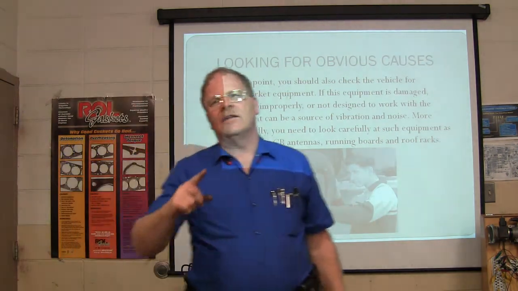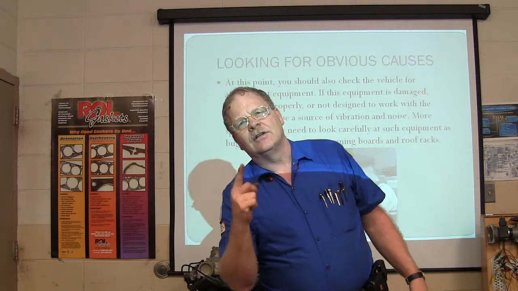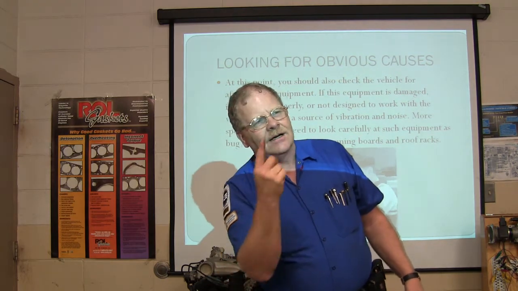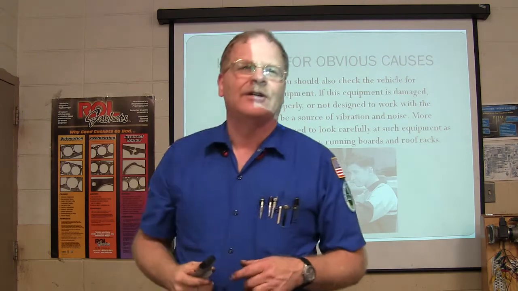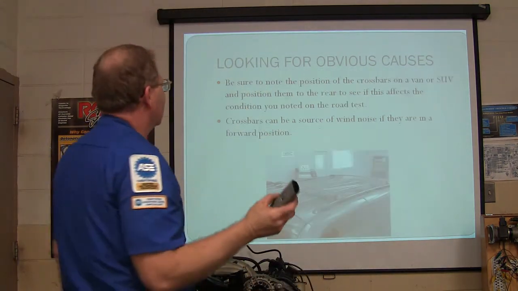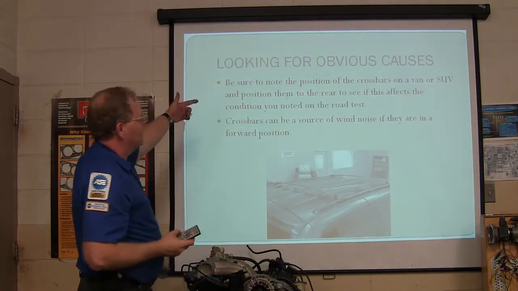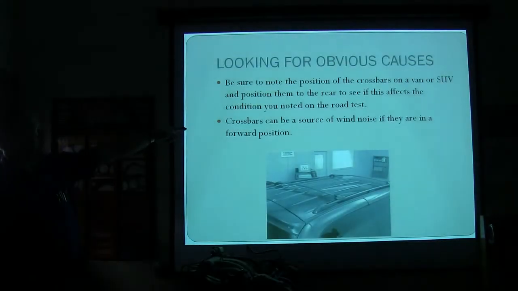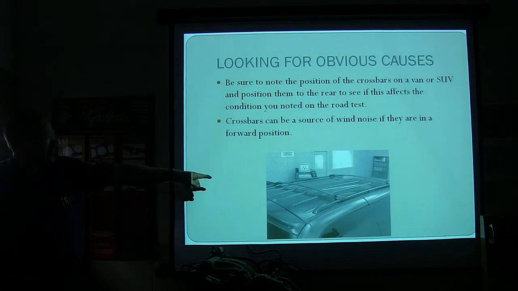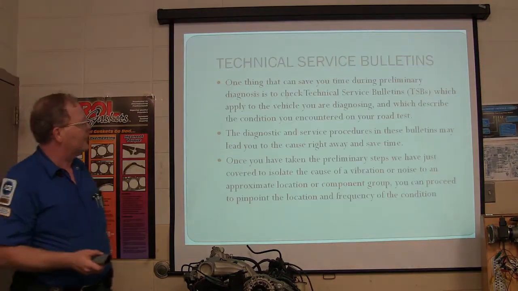Have you ever noticed how this radio antenna has this spiral cut on it? That's to keep it from whizzing in the air. Did you know that? That's basically a wind noise thing. Be sure to note the position of the crossbars on a van or an SUV and position them to the rear to see if that affects the condition. See those crossbars? Move them both to the rear. They can be a source of wind noise if they're in the forward position. So you're liable to hear something like that.